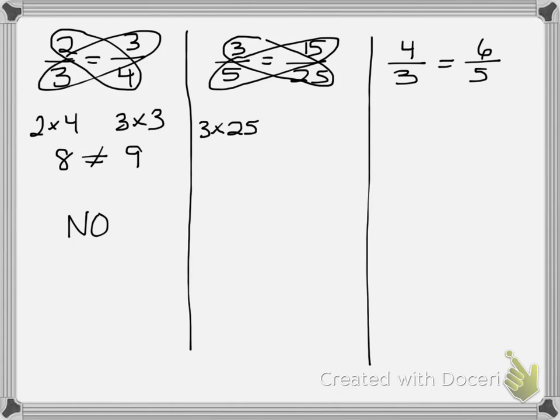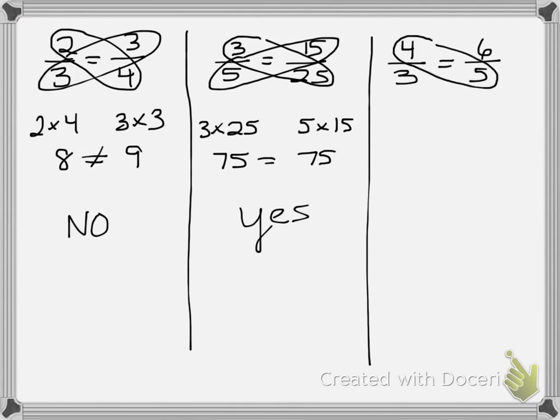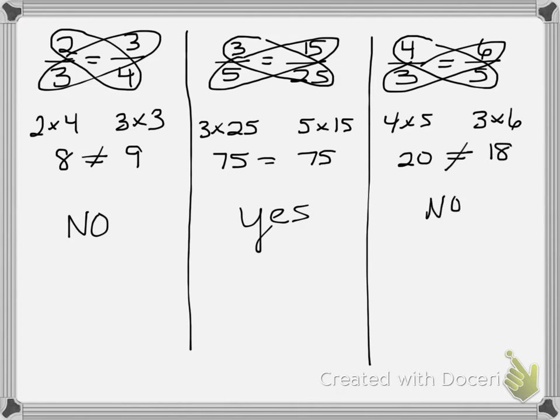Number 2, 3 times 25 versus 5 times 15. All right, so one side is 3 times 25, the other side is 5 times 15. I'm getting 75 for both of them, so yes, this is a proportion. And last but not least, crisscross multiply, so 4 times 5 for one of the testing numbers, and the other one is 3 times 6. 4 times 5 is 20, 3 times 6 is 18. No, this is not a proportion.